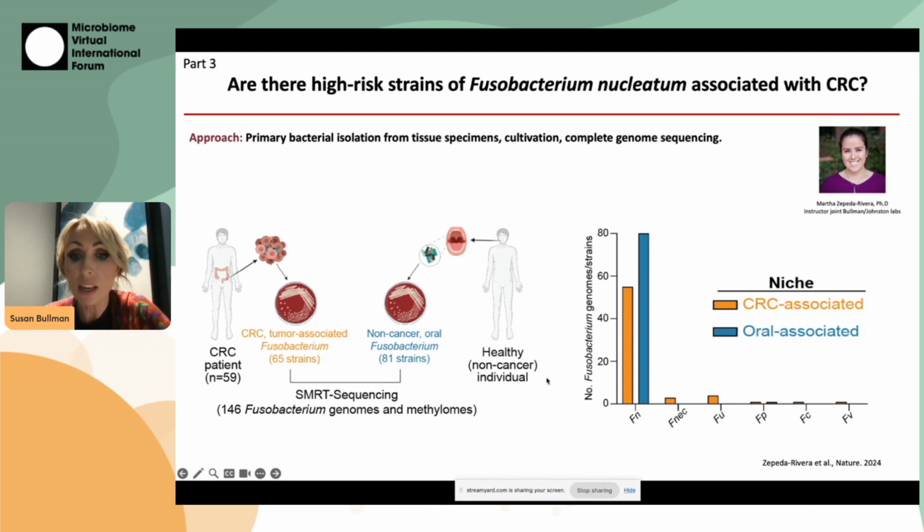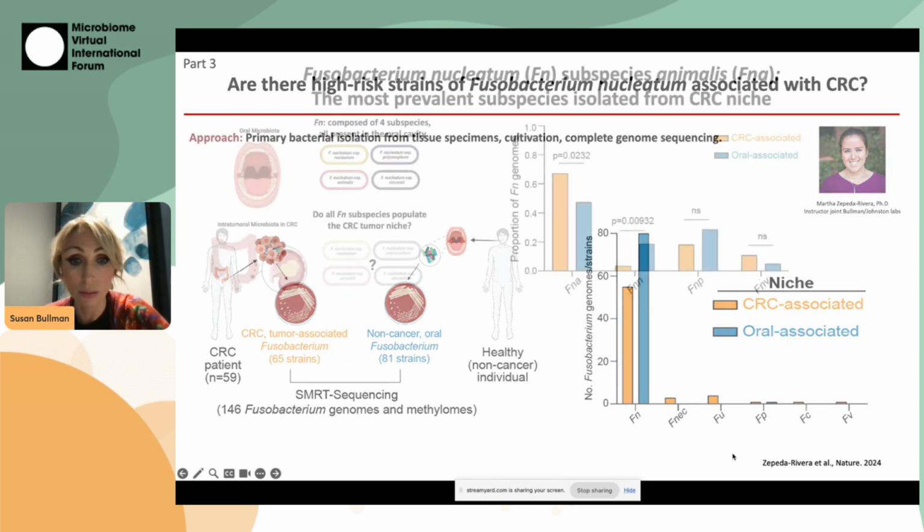We initially identified Fusobacterium strains in these patients through 16S sequencing, sequencing the full length of the 16S, which is incredibly common when trying to type Fusobacterium nucleatum as a preliminary step. What we saw was that it was largely Fusobacterium nucleatum that was isolated from both the oral cavity and from the CRC tumor. So we focused in particular on nucleatum at the species level.